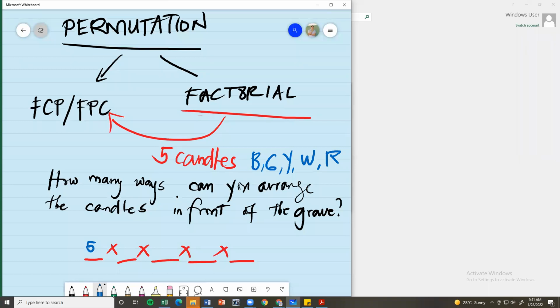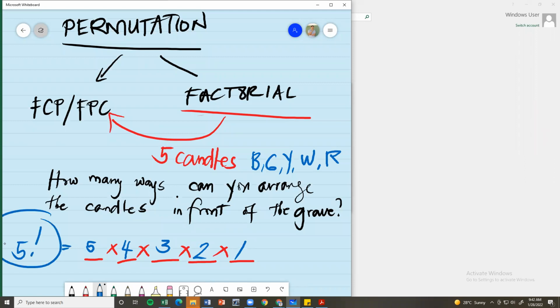May lagyan na kayong isa muna. Ilan na lang rin pwede susunod? 4. Oh, dalawa na nalagay. Ilan na lang ang option nyo for the third? 3. Oh, naglagay na kayo ng 3. Ilan na lang ang option nyo for the fourth? 2. Same. Sa huli, ilan na lang ang option nyo? There will only be 1. Can you follow? And instead of writing this long notation, actually, we can just type 5 factorial.